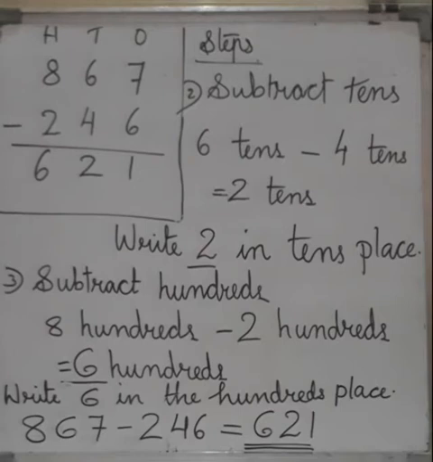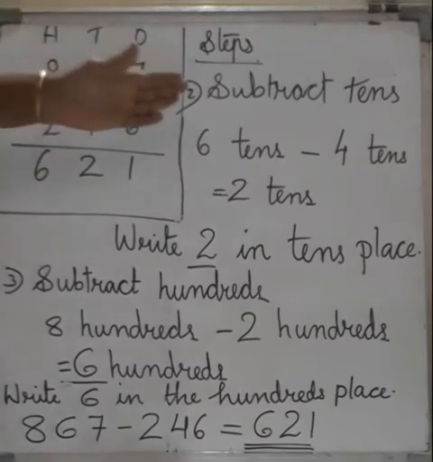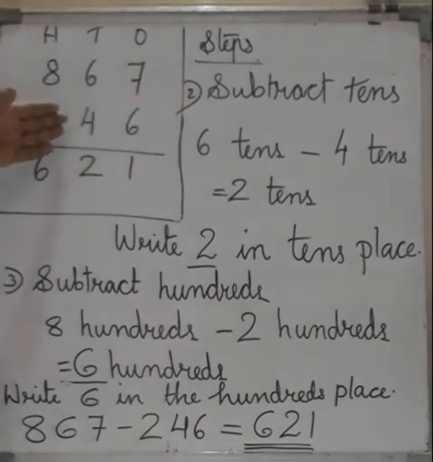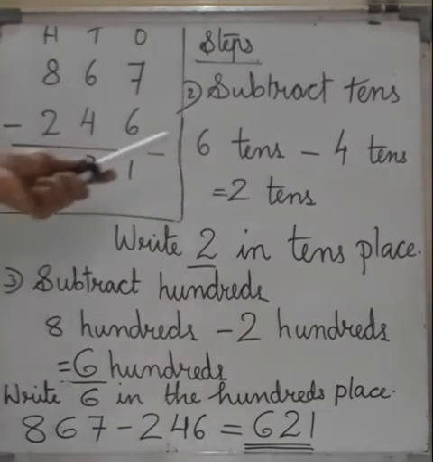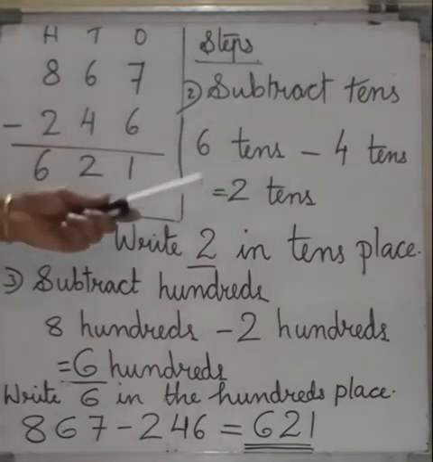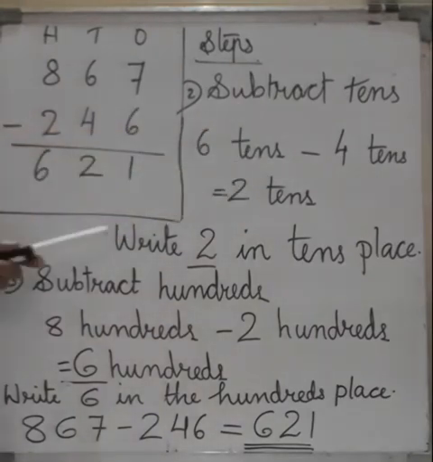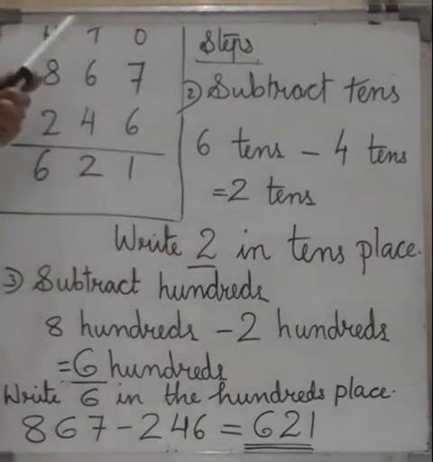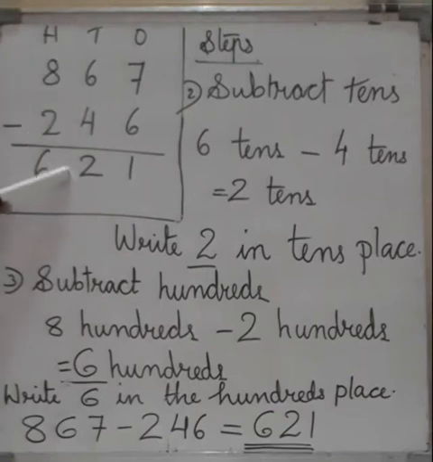Now we are going to subtract tens. Here 6 tens and 4 tens are there. 6 tens minus 4 tens. 6 minus 4, we will get 2 tens. Write 2 in tens place. This is ones place and this is tens place. Write this 2 in tens place.